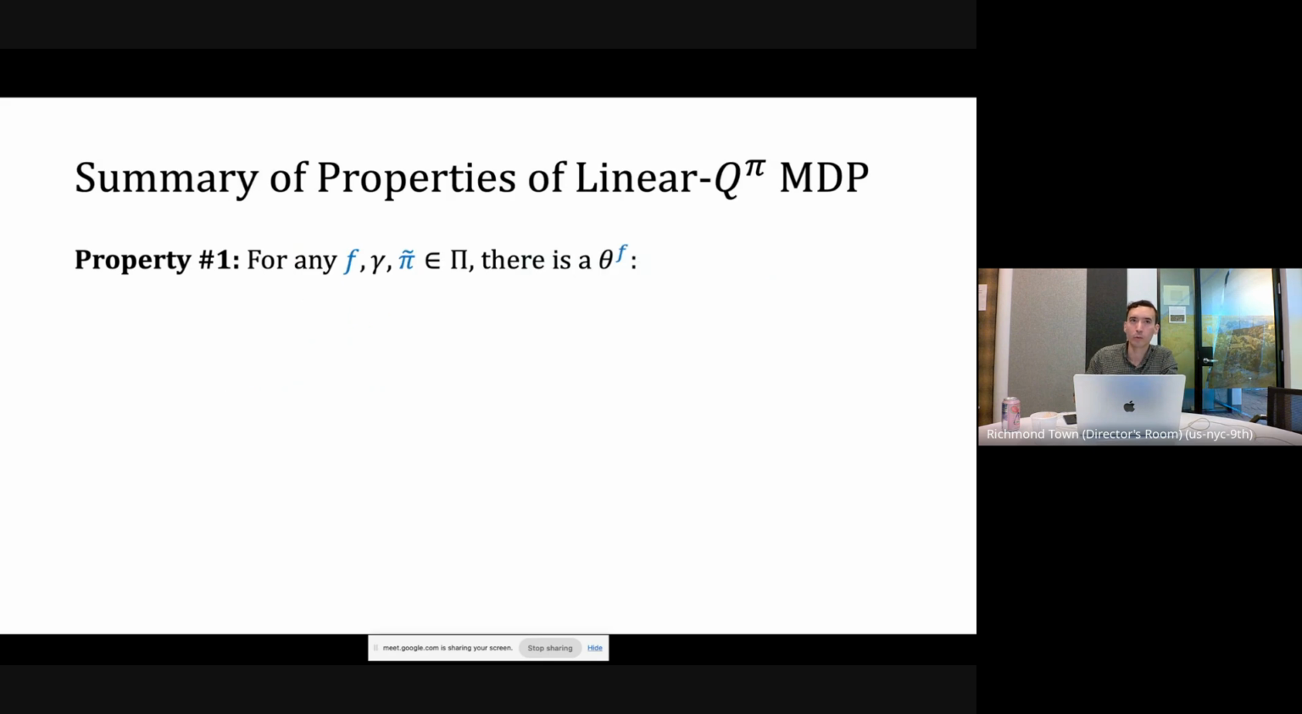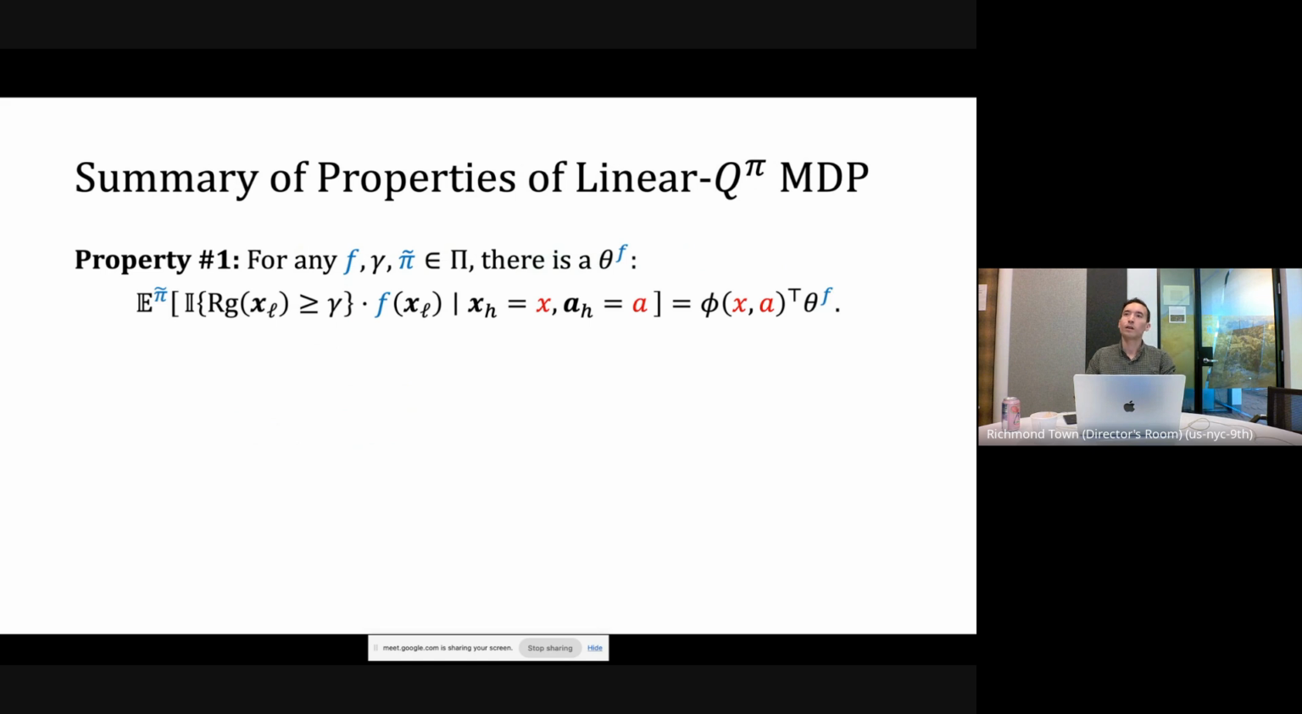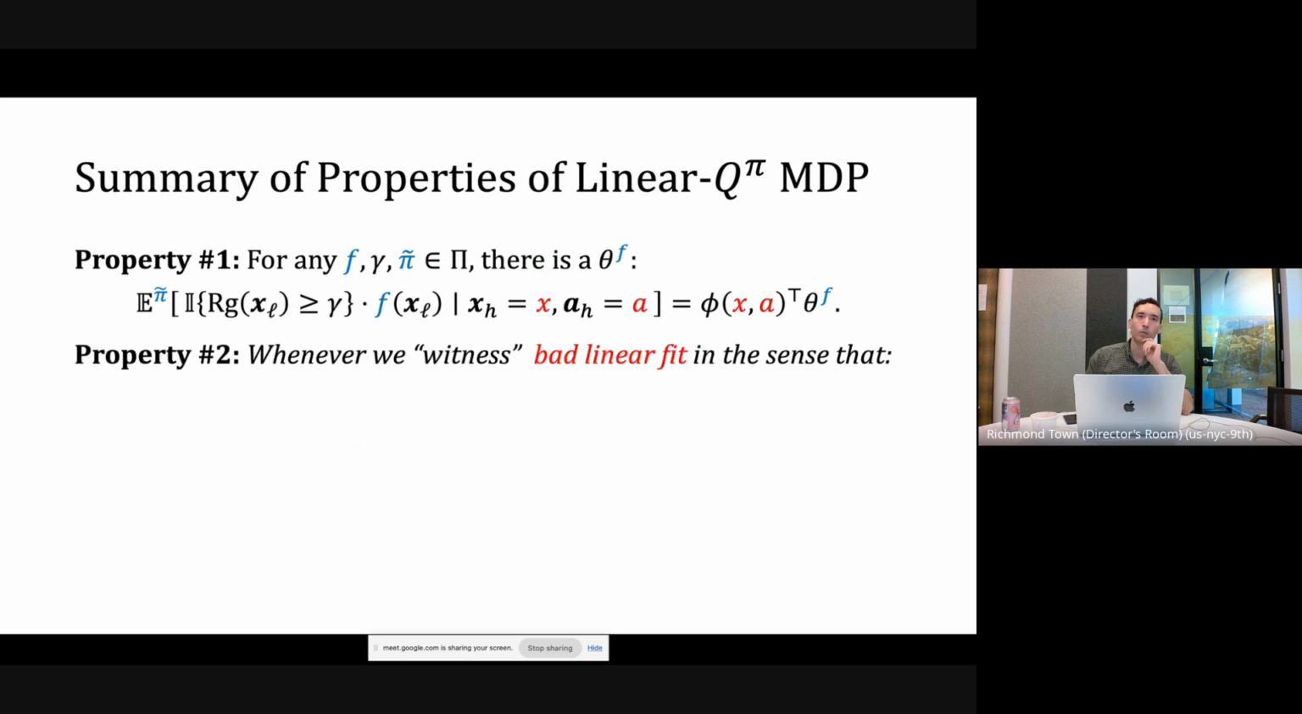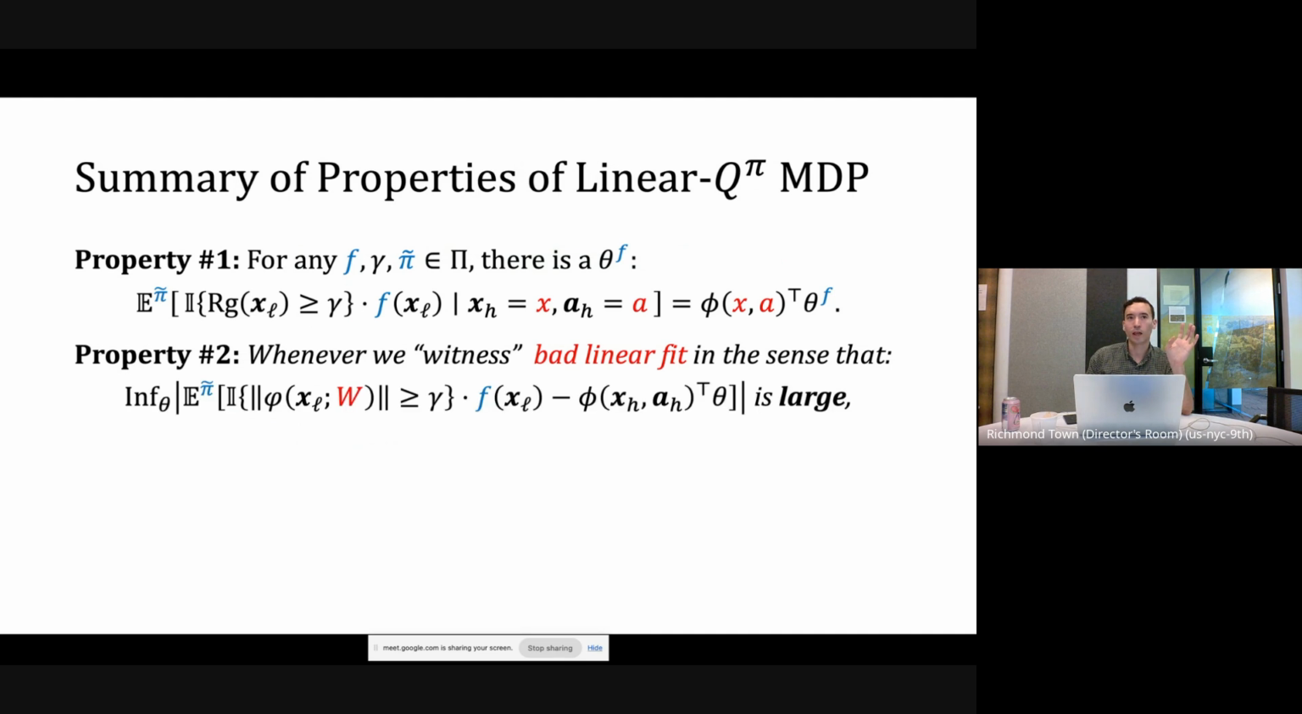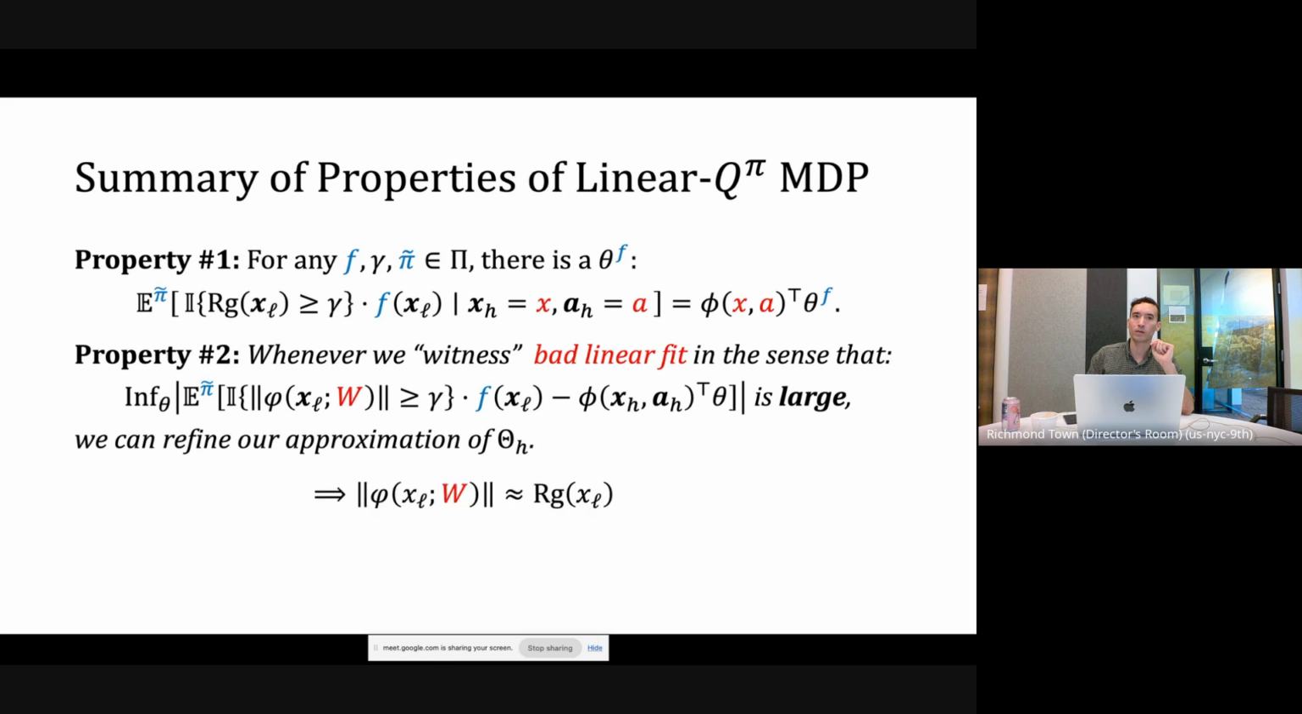Okay, so a summary of the properties. Property 1 says that linear QPy MDPs are almost like a linear MDP. If you know this range function, you can always multiply by the indicator of the range. And property 2 says that if I use this proxy for the range instead of the range itself, then one of two things happen. Either we have a good linear fit, or we can update and refine our approximation for this theta H space. Okay, so these are going to be the key properties that we're going to use in this paper.